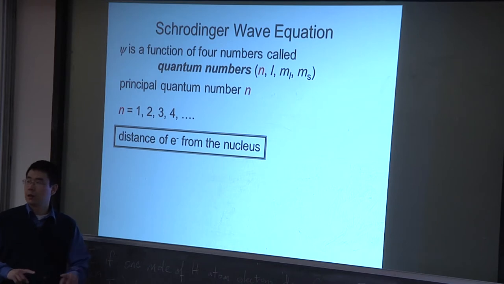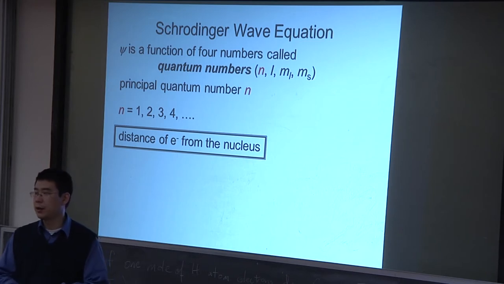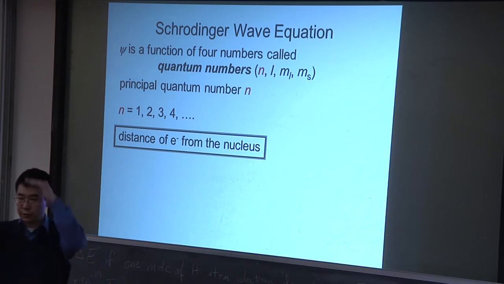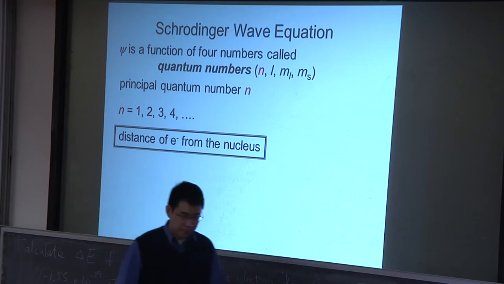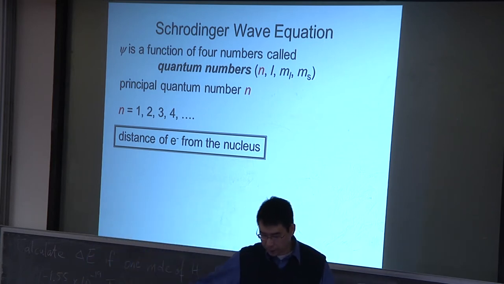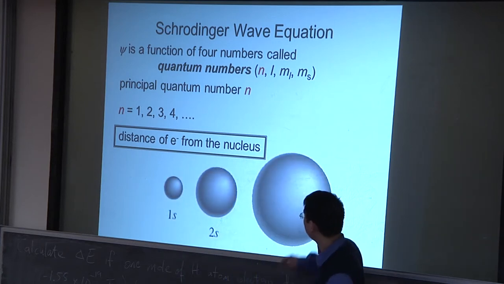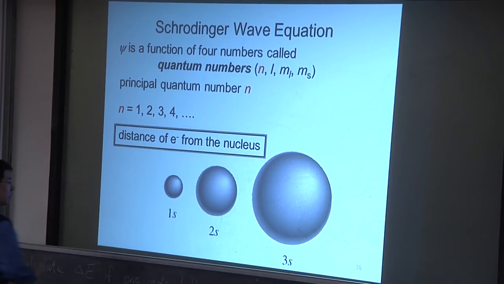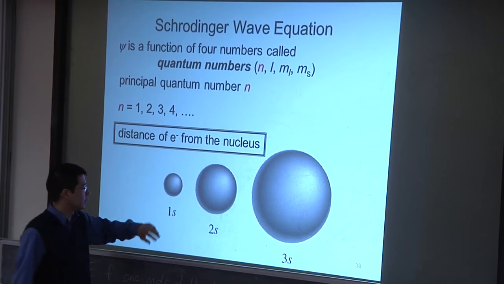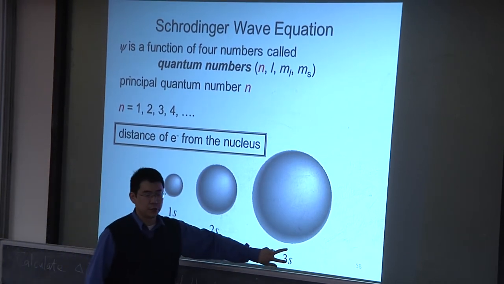So in the Bohr atom, n told us something about the energy of the electron, right? The higher the n, the higher the energy of the electron, the higher the state of the electron. And so this kind of makes sense, right? The higher the energy, the further away it's going to be able to get from the nucleus before the positive charge of the nucleus kind of reins it in. And so the higher the n, the further the distance from the nucleus. And so here are three examples of wave functions that are similar in some ways, but are different in that the n is different, right? So here's n equals 1, here's n equals 2, here's n equals 3.